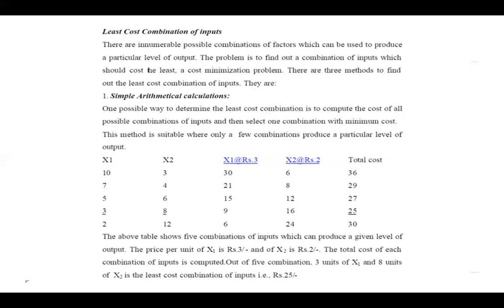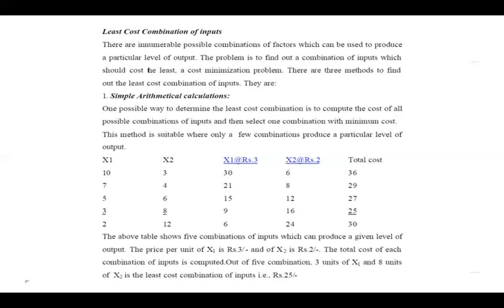Now how do you estimate the cost of x2 input? Rupees 2 is the price of x2 input. So go on multiplying 2 with the column of x2 input quantities: 3 multiplied by 2 is 6, 4 multiplied by 2 is 8. Like that you go on estimating for further quantities. Now what about total cost? Total cost means you add the cost of x1 input to the cost of x2 input, then you get the total cost: 36, 29, 27, 25, and the last one is 30.